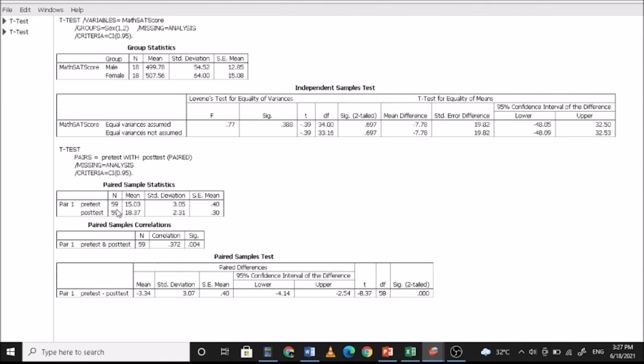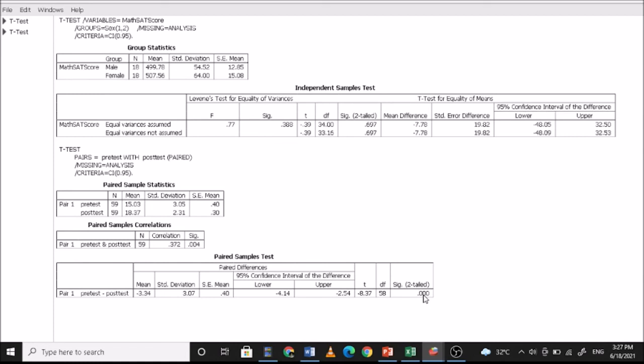Paired sample statistics, your n is 59. Paired correlation, 0.004. Paired sample differences, sig 2-tailed is 0.000. So there is a significant difference between the pre-test scores and post-test scores, since your sig 2-tailed is less than 0.05.